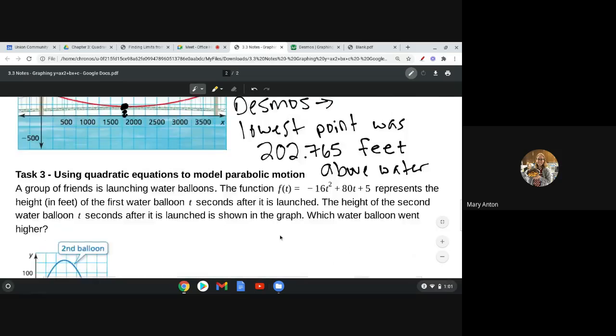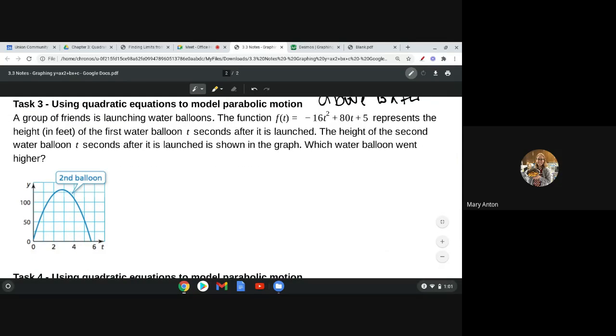All right, y'all. Let's keep going because remember we are on video. Task 3. You and your friends are throwing water balloons, and there are 2 water balloons being thrown. The first can be modeled by the function f of t equals negative 16t squared plus 80t plus 5.